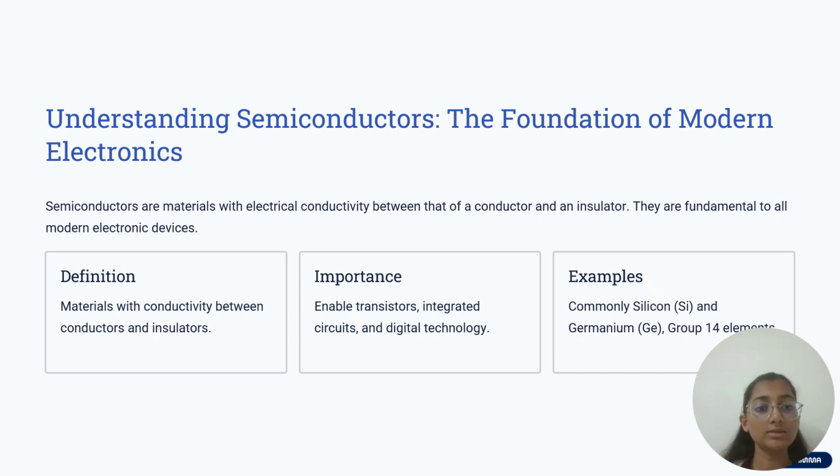Semiconductors are materials with electric conductivity between that of a conductor and an insulator. They are fundamental to all modern electronic devices. The importance of semiconductors is that they enable transistors, integrated circuits, and data technology. Examples of semiconductors are silicon, germanium, etc.